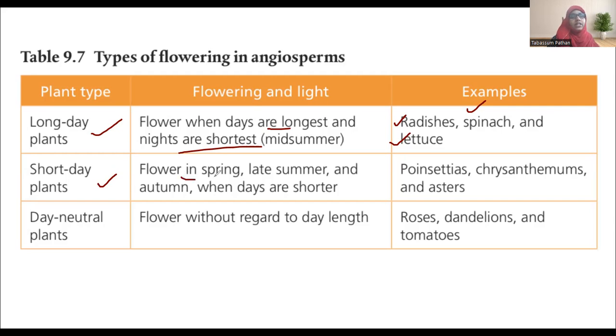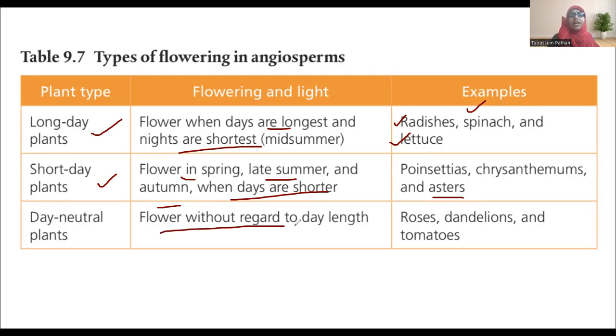So it flowers in the spring, late summer, autumn, when days are shorter. During these seasons, the days are comparatively shorter and nights are longer. Then in those seasons, these short day plants will flower. Poinsettias, chrysanthemum, and asters are some of the examples.